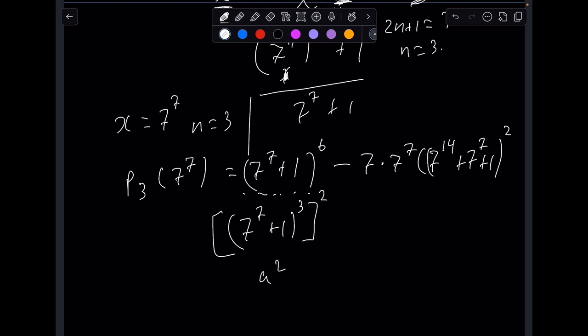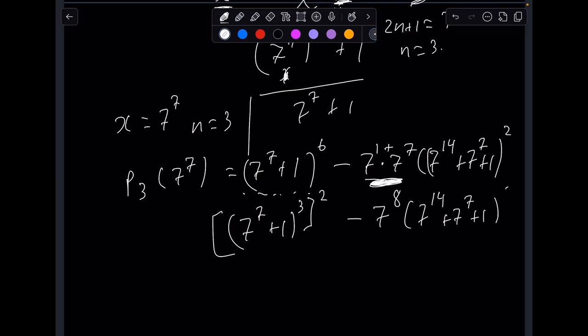Because we want it in the form a squared minus b squared, so we can use the same thing as before. The reason we can do this is because 3 times 2 is 6, and that's just the index law. You can times together the powers, right? And then we can actually make this a little bit simpler. So that's 7 to the 1. You add the powers, so that becomes minus 7 to the 8, and then all of this plus 7 to the 7 plus 1 all squared.